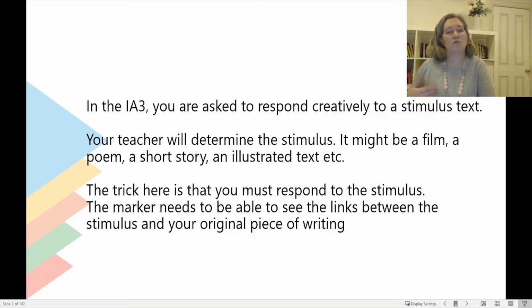So you're not just being asked to write a story. It's got to clearly be seen to come from whatever the stimulus is. The marker needs to be able to see the links between the stimulus and your original piece of writing. Be careful, it doesn't just mean that we want you to write a prose version of whatever the stimulus was. If it was a film, we don't just want you to write it up. If it's a poem, we don't just want you to write it, only not in verse. It can't just be a retelling of exactly the same thing, but we have to clearly be able to see the links between what the original was and how you came up with what you came up with.